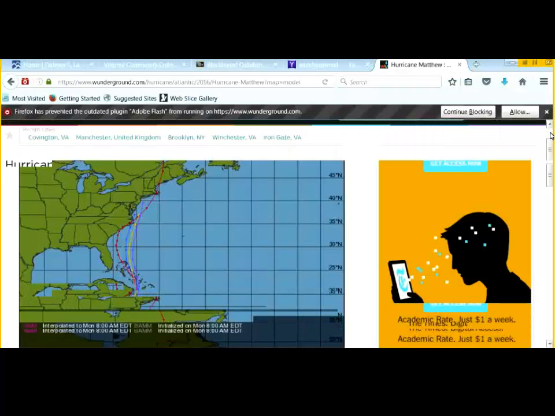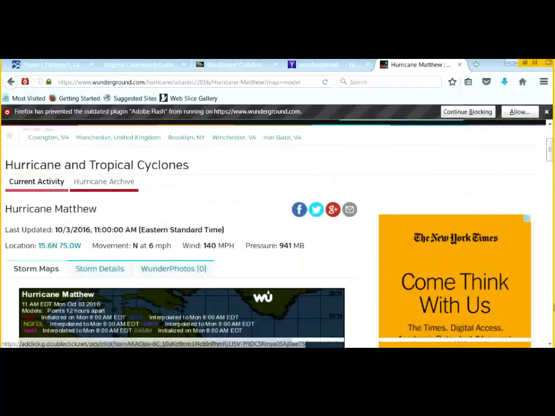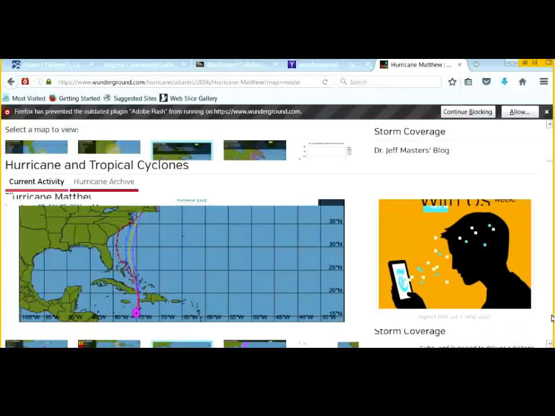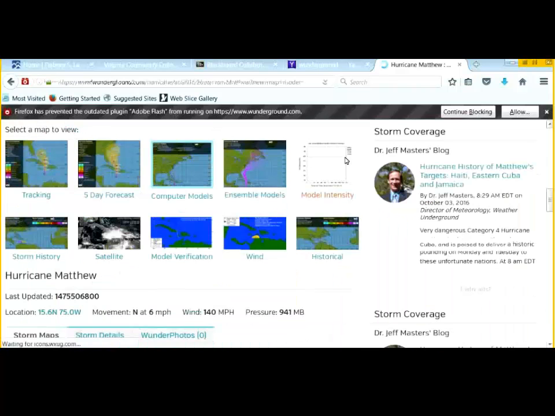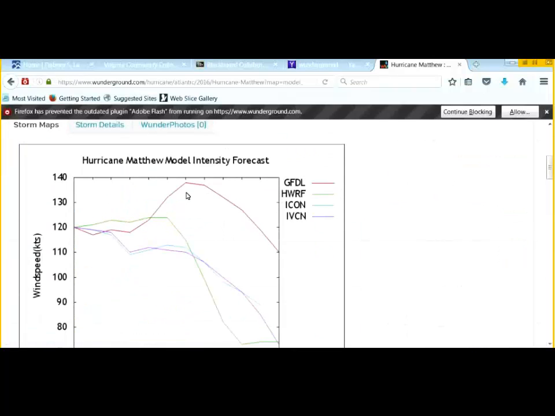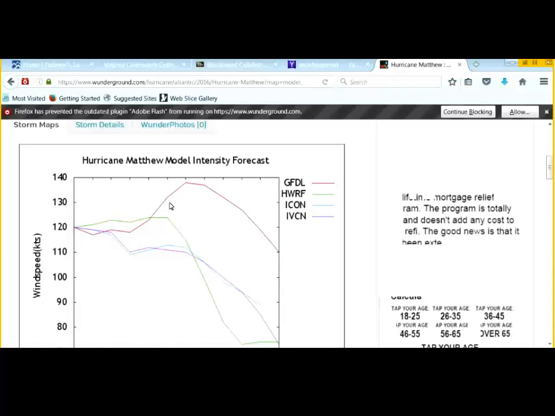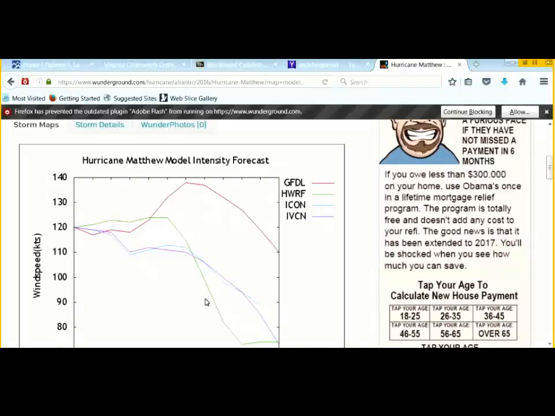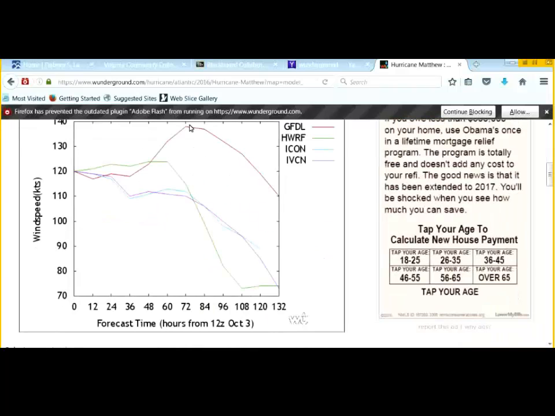Another one, they also do a model intensity, meaning how high the winds are going to be. So this one actually increases in strength. All the other ones tend to decrease in strength as time goes along. And they tell you the time, how many hours from the current time. So it looks like 3 days after the current time. This one says it strengthens. These say it decreases and weakens. Okay.